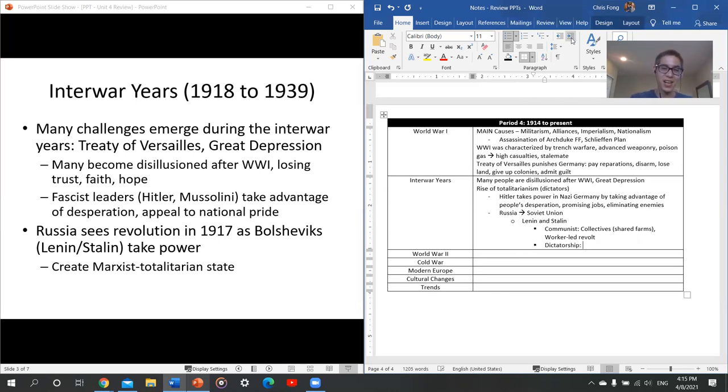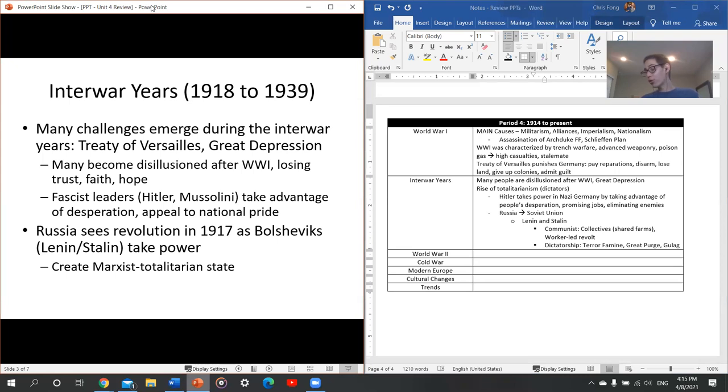You've got the terror famine, where Stalin kills his enemies. You've got the Great Purge, where Stalin gets rid of any potential military or political threats. You've got the Gulag, which was his version of concentration camps where he would send his enemies.